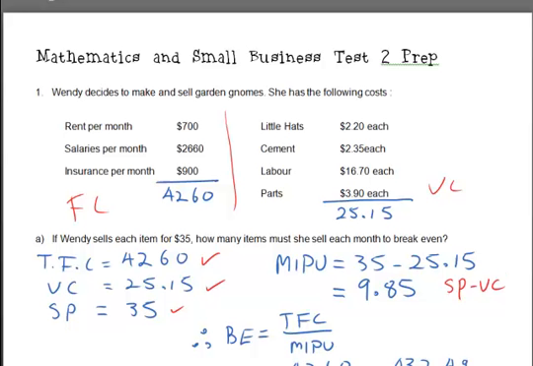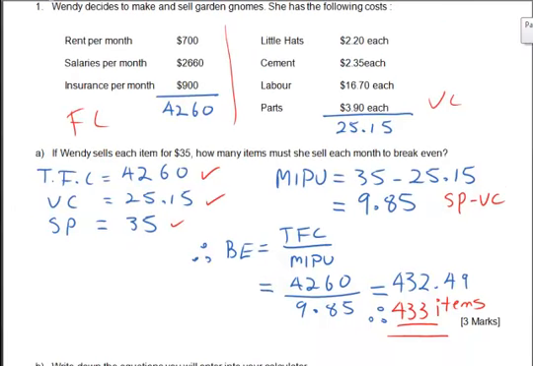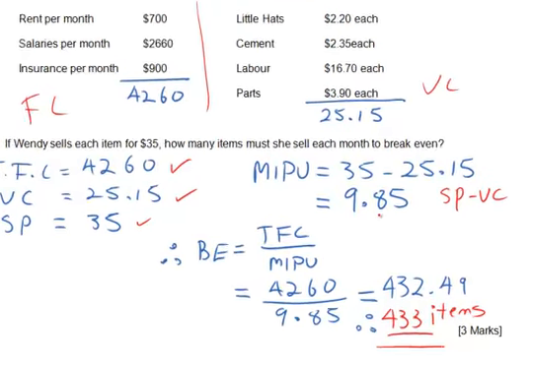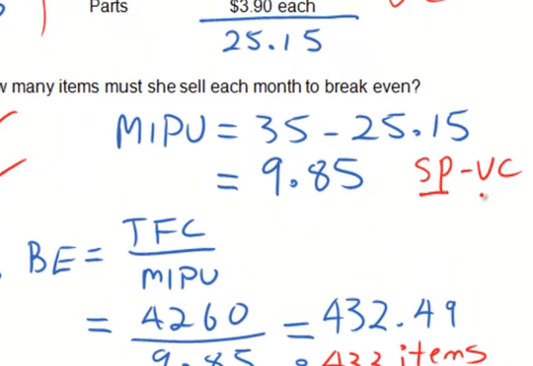On the left-hand side you have your fixed costs, on your right-hand side you have your variable costs. You've got to add up your fixed costs, add up your variable costs, and you've got your selling price from the question, which is $35. Then you work out your marginal income per unit. This is your selling price, take away your variable cost. And we get $9.85. So that means every time we sell an item, we make $9.85.